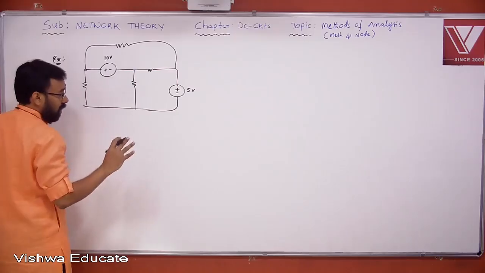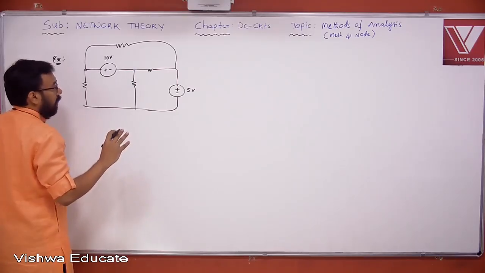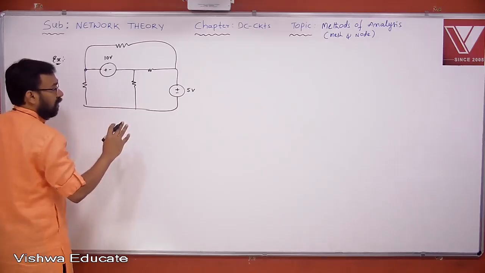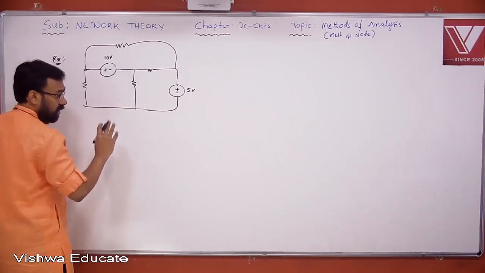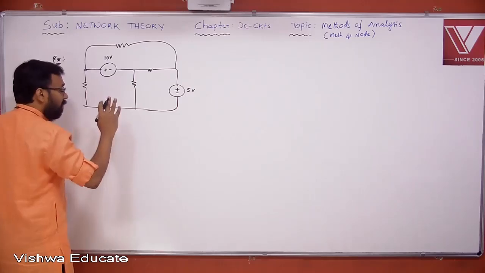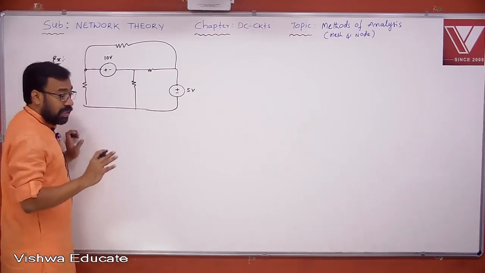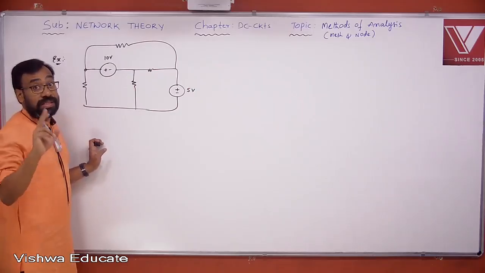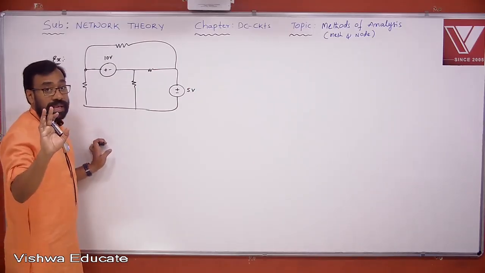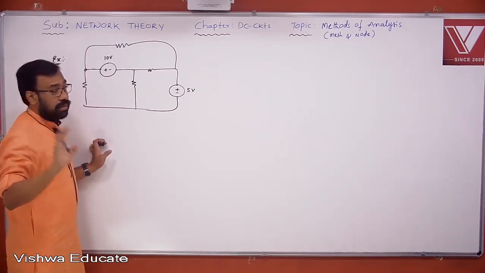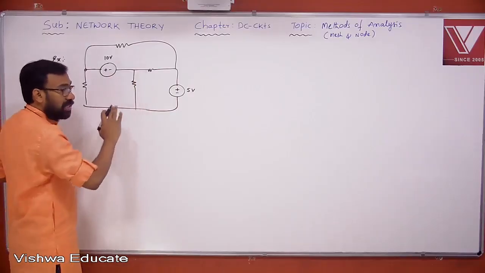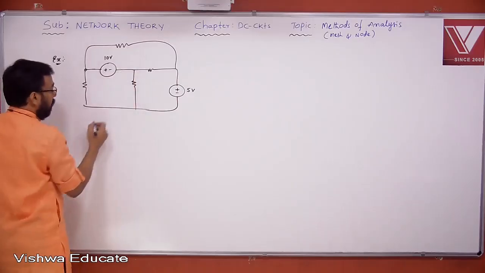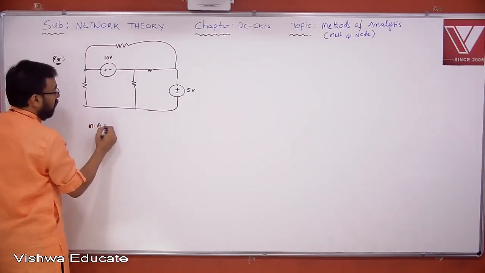Whenever a network is given, first your focus must be on whether the network is having any current sources. If you have current sources, there is a possibility that you get the minimum number of equations using mesh analysis. There is a possibility. I am not saying that you always get it. There are no current sources here. The mesh analysis is not the best method for this, because definitely 1, 2, 3 mesh analysis will give you how many equations here? 3.